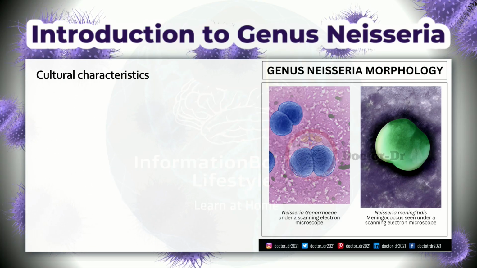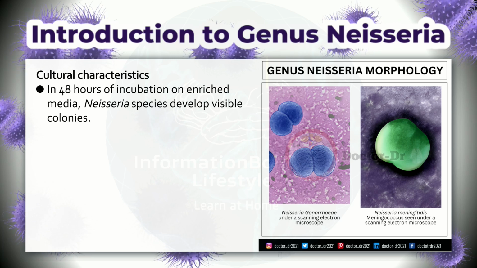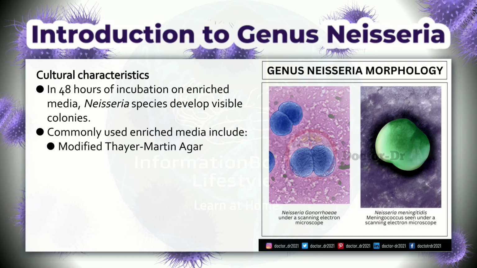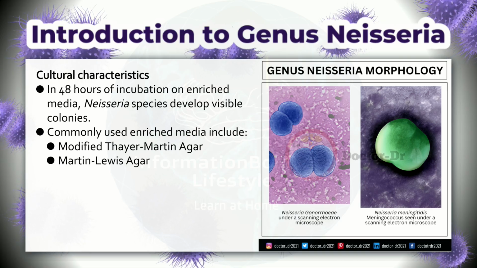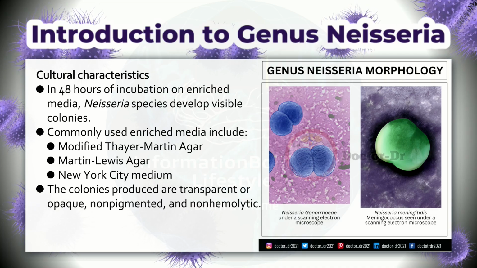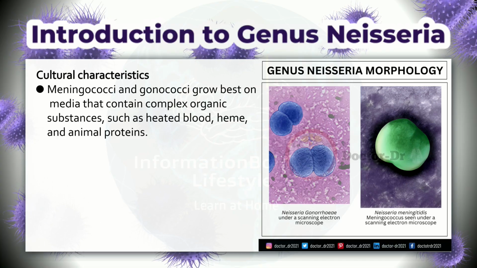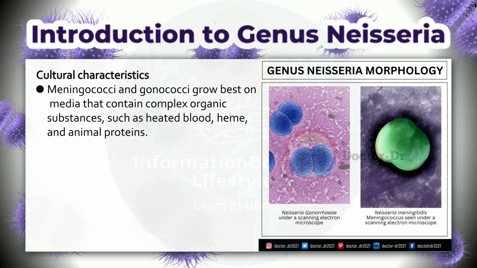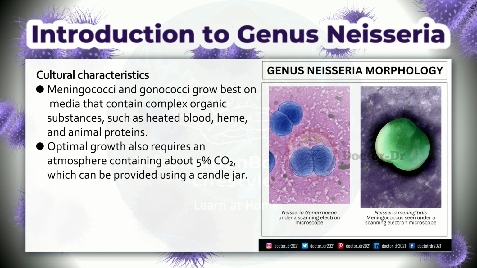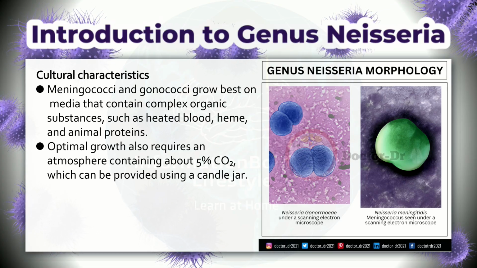Cultural characteristics. In 48 hours of incubation on enriched media, Neisseria species develop visible colonies. Commonly used enriched media include modified Thayer-Martin agar, Martin-Lewis agar, New York City medium. The colonies produced are transparent or opaque, non-pigmented, and non-hemolytic. Meningococci and gonococci grow best on media that contain complex organic substances, such as heated blood, heme, and animal proteins. Optimal growth also requires an atmosphere containing about 5% CO2, which can be provided using a candle jar.